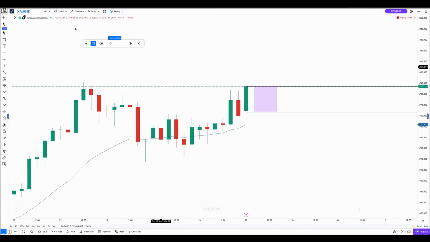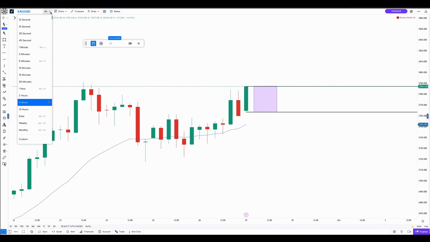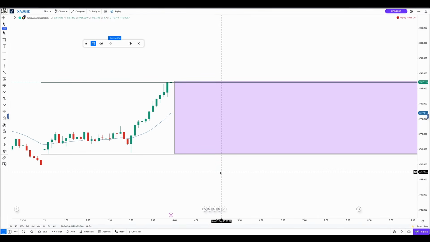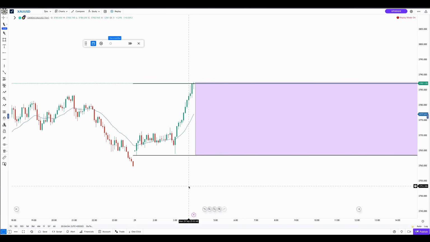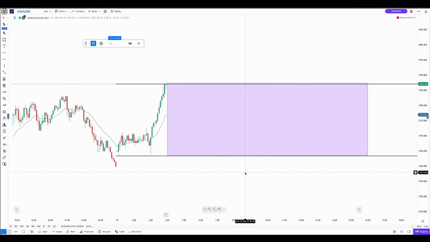Now, since this is a 4-hour chart, I am going to go down to the 5-minute chart to get entries. So we are here on the 5-minute chart. As you can see, guys, this is a 5-minute chart, and this is the same purple box that we have drawn on the 4-hour chart.